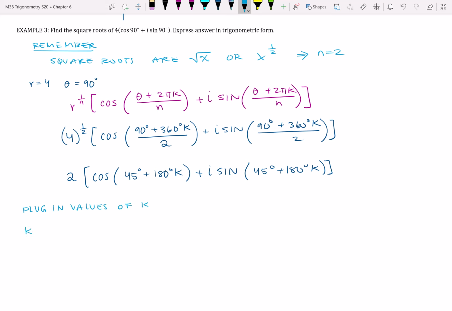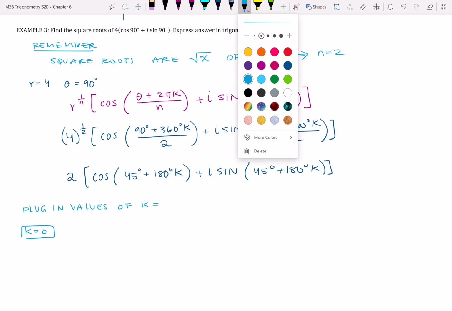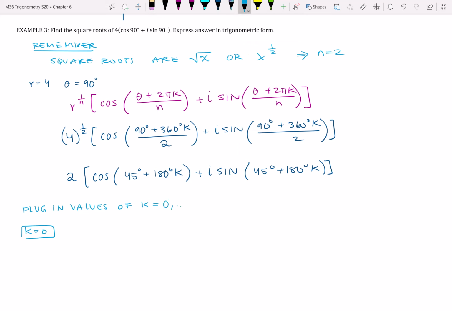All right, so k is equal to 0. Actually, up to what number are we going to go to? So again, k goes to n minus 1. n is 2, so n minus 1 would be 1. Let me write this down. k goes from 0 all the way to n minus 1. But again, n here is 2, so it's going to go up to 1.